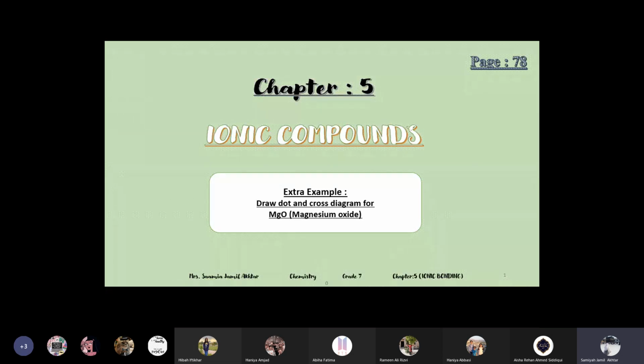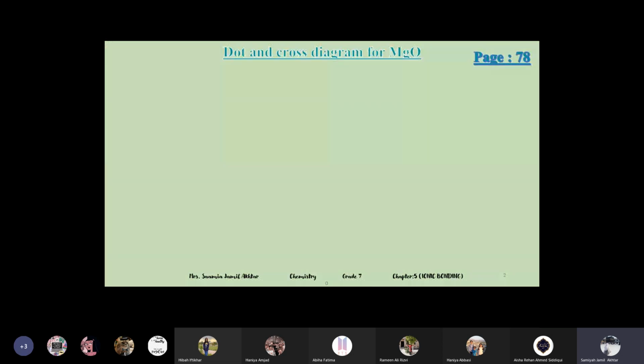Okay, I gave you this homework of extra example, not official homework. I just wanted you to try out magnesium oxide by yourself. If you have tried, then very good. If you have not, then I will do it in front of you so you can check your answer and clear up your confusions. Magnesium oxide is not present in the book, so this is an extra example. It can come in the exam, so I want you to draw it with me.